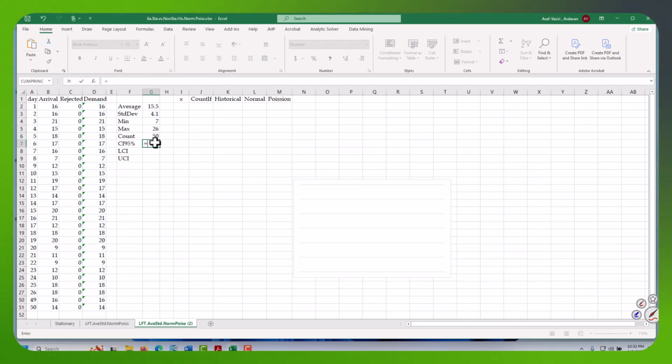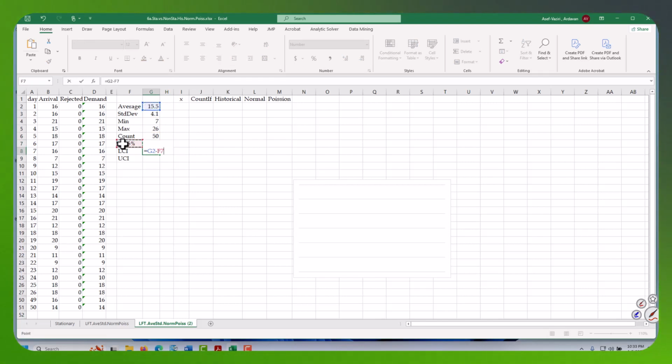Confidence interval equal to confidence normal. Alpha: we want to know with 95% confidence at what level our demand would be. Alpha is 1 minus the confidence level, so that is 0.05. Standard deviation, it is here. And count, it is here. Enter.